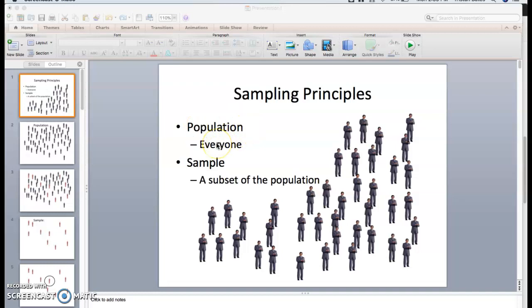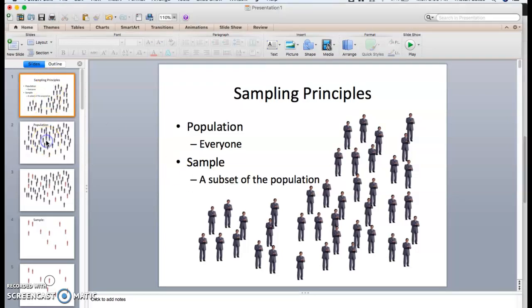The population is everyone that is in your targeted research. If you're looking at, I think the book gives the example, the average mercury content in swordfish in the Atlantic Ocean, your population there would be all swordfish in the Atlantic Ocean. From there, we have what we call a sample. A sample is a subset of that population. So maybe you find 60 swordfish from the Atlantic Ocean and you test the mercury in those fish. That would be your sample.